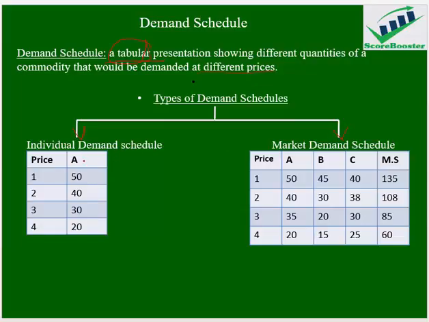Let's assume that this is Mr. A. At price 1, Mr. A can buy 50 products. When the price becomes 2, he can only buy 40 products. If it becomes 3, he buys 30 products. When the price becomes 4, he buys 20 products. I want you to draw a conclusion here: the higher the price, the lower the quantity demanded.